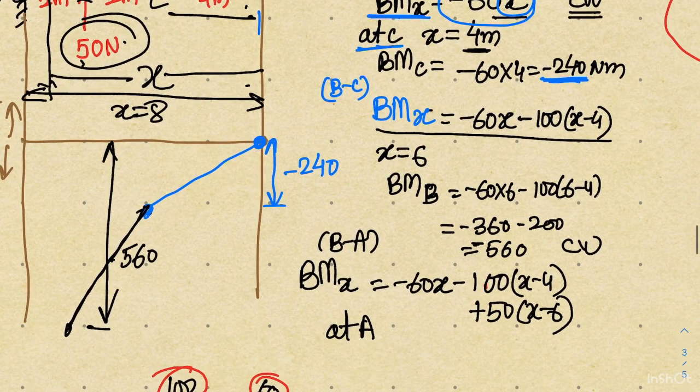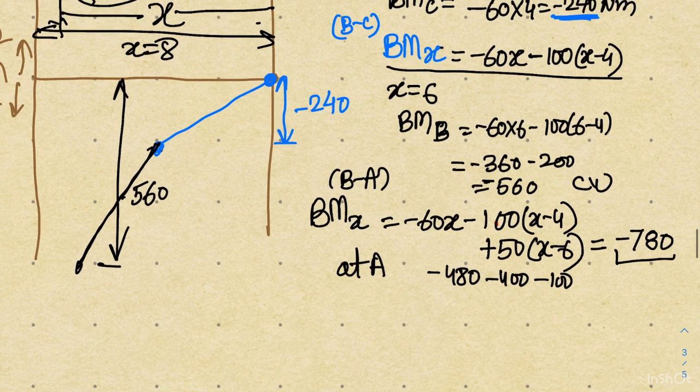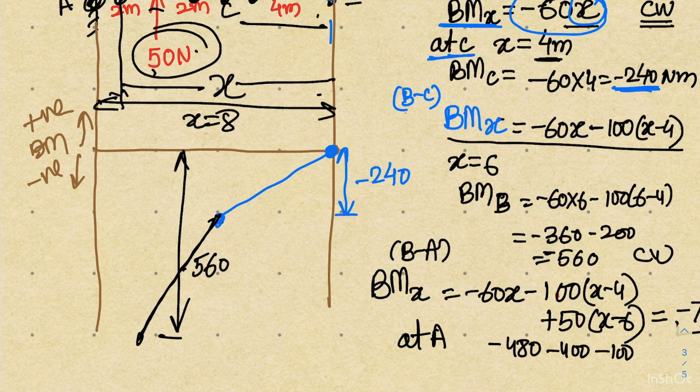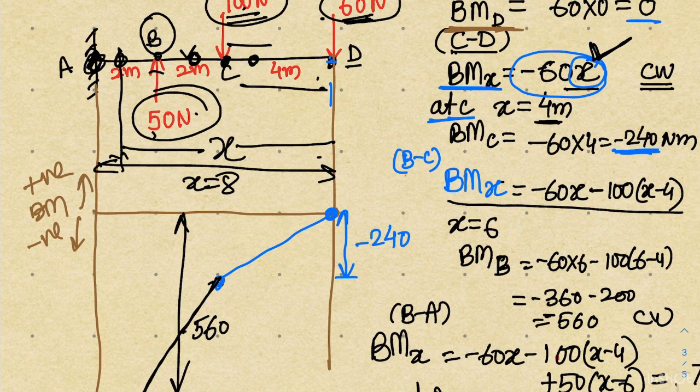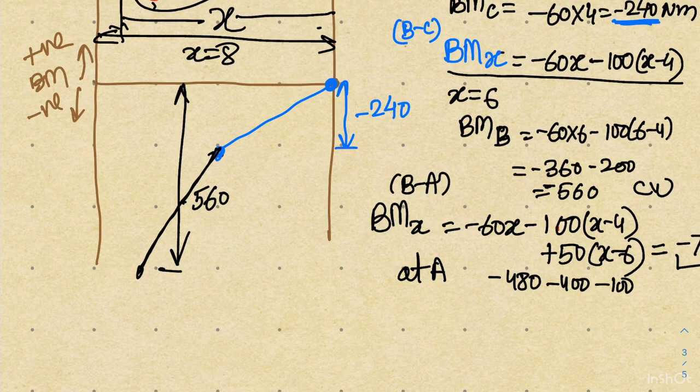So I am going to put x equal to 8 in this expression, and I will get the final value, which will be minus 780. So let's try to draw the 780 on this diagram. But here you should remember, if the 50 Newton load had acted in the downward direction, the slope would have increased. But the load is acting in the upward direction. That means if you continue with this slope, the value will be higher. But as the load is acting in the upward direction, your slope will now reduce. So finally the line will come in this way and it will end somewhere here.